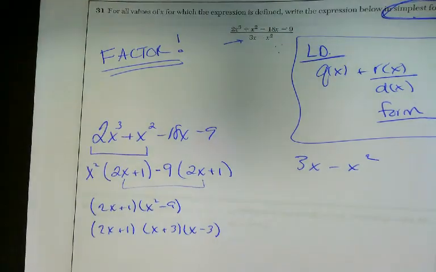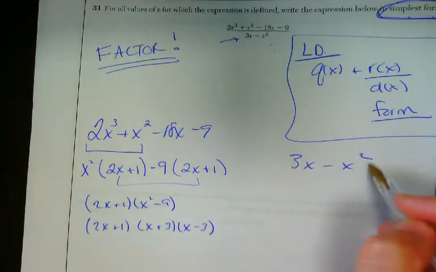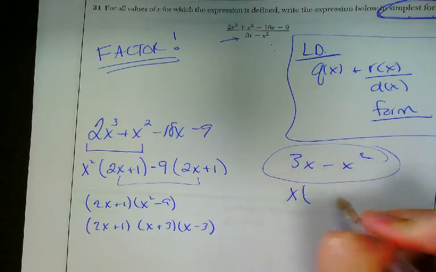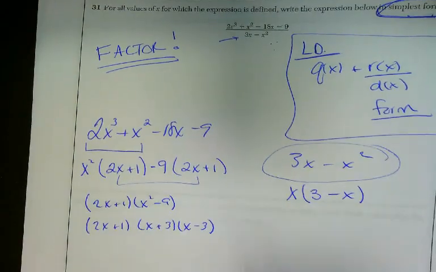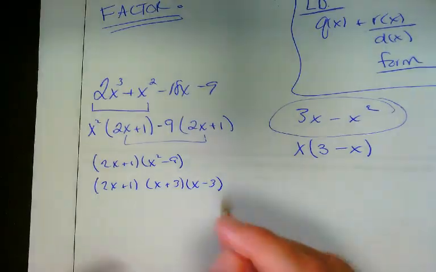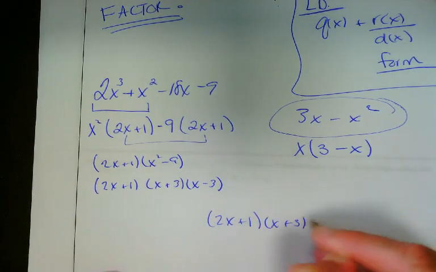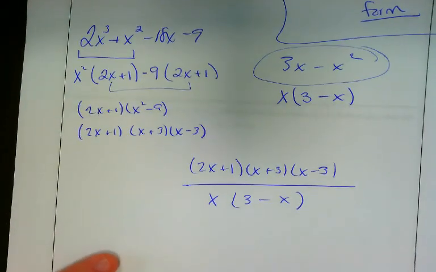So again, that's why I didn't write the fraction out right away. Grouping takes time. I need all of that. How about the denominator? What type of factoring did we have? Take out an x, good, a GCF, and you're left with 3 minus x. Now I'm ready to simplify. This grouping turned into this 2x plus 1, x plus 3, and x minus 3. And the bottom turned into x and 3 minus x. What can I then clean up?